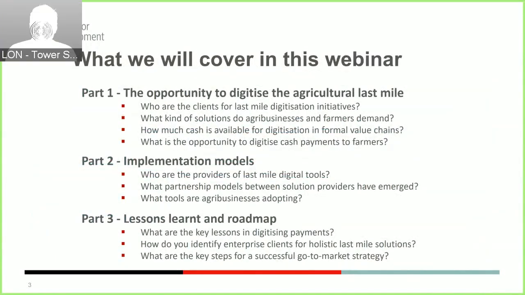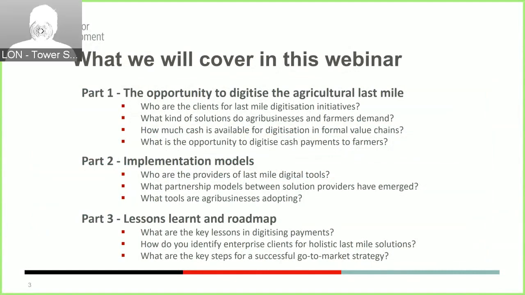So this webinar today will cover three main areas, and we'll answer questions under each of these areas. We will start first by presenting the opportunity. We will do so by looking at agricultural value chains, and in particular at the agricultural last mile, which is defined as the web of relationships and transactions between buyers of crops, such as agribusinesses, cooperatives, but also middlemen in informal value chains, and of course the farmers who produce and sell their crops.